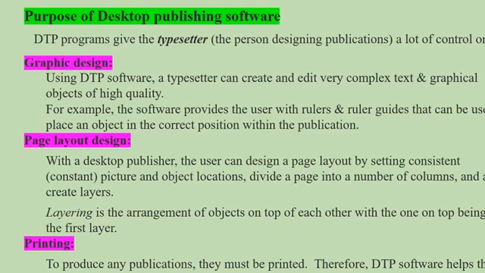On the other hand, we can talk of control on page layout design. With a desktop publisher, the user can design a page layout by setting constant picture and object locations, divide a page into a number of columns and also create layers. That is, we call it layering. Layering is the arrangement of objects on top of each other, with the one on top being the first layer. Therefore, layering is just the act of arranging objects on top of the other. And don't forget that the first layer, that is the one on the top, is the first layer.